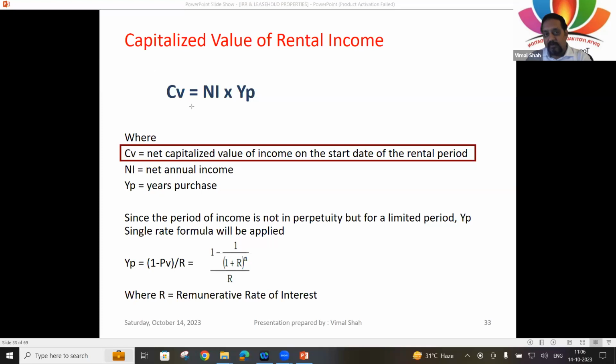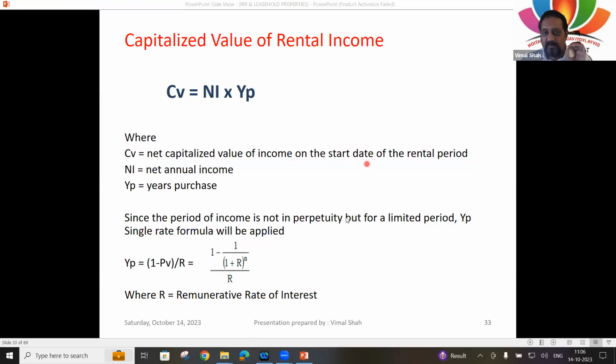Where CV is the capitalized value of rental income on the start date of rental period. Whenever we calculate the CV, whatever is the rental income, you are getting the CV value at the start date of the rental income. NI and YP. YP, I am using YP single rate because the rental income is only for 10 years, it is less than 60 years. Am I right? And he is getting back his property, so recoupment is not required. So I am using YP single rate.